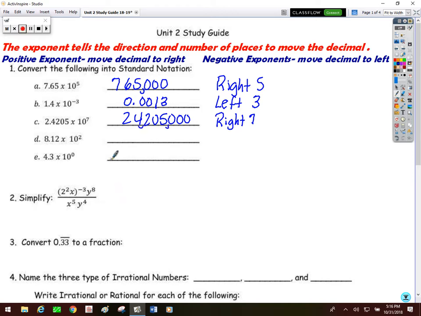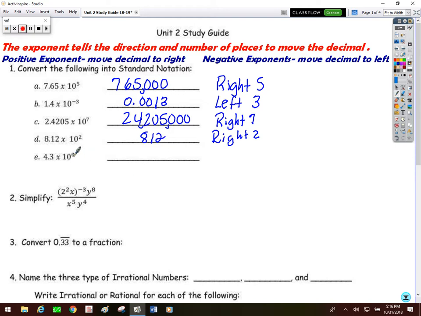All right, so again, it's just looking at the exponent. Let it do the work, let it tell you what to do. Here, this one is a positive 2, so I'm going to move it right 2 places. If I move from behind the 1 to in front of the 1, to behind the 1, that's 1, 2. My answer is 812.